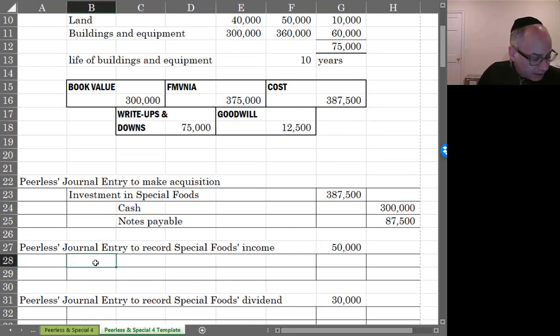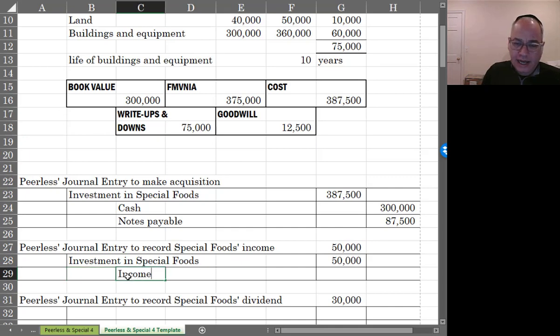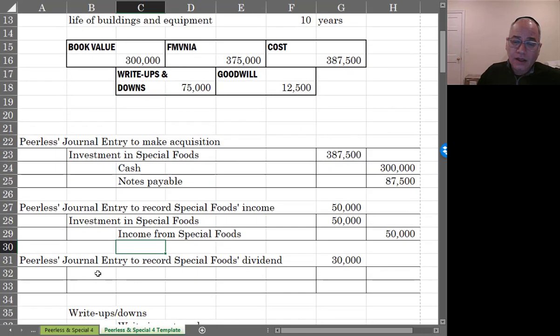Now, Special Foods has some income. I'm trying to see where this is in the problem. Oh, there it is. It's $50,000. So they're going to use the equity method. Debit investment in Special Foods, credit income from Special Foods. I've mentioned this before, but I'll mention it again: you don't have to use the equity method. The company can use the cost method, in which case it would eliminate the cost method when it does its consolidation. Then we receive a dividend of $30,000, so debit cash for the amount of money received, and credit investment in Special Foods for $30,000.